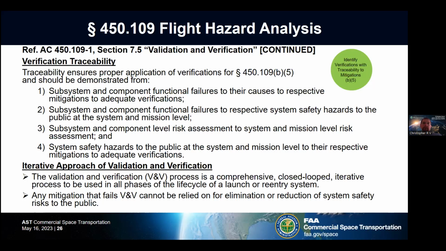The iterative approach of V&V: the V&V process is a comprehensive closed-loop iterative process to be used in all phases of the life cycle of the system. Any mitigation that fails V&V cannot be relied on for elimination or reduction of the system safety risk to the public.